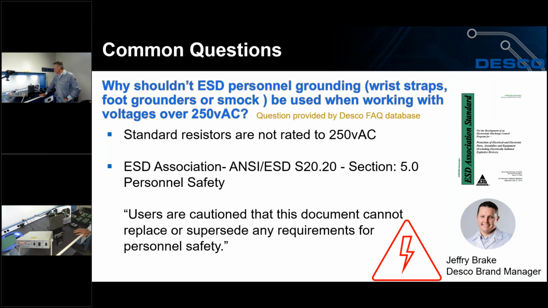Secondarily, most wrist straps don't have a resistor in it that's rated for 250 volts, and Desco wouldn't make them either because there's additional safety issues with that also. So the basic reason for not using wrist straps or grounding mechanisms for people is a safety reason. You can use ionization, and there are some other precautions you can take for ESD control at high voltage areas, but grounding people is usually not recommended.